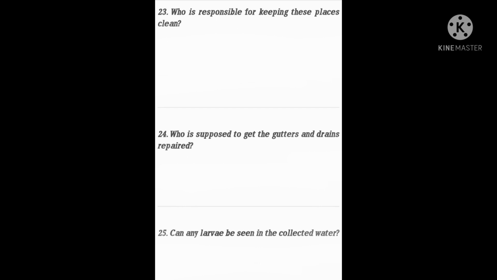Question number 23. Who is responsible for keeping these places clean? Answer. Within the school premises, comma, it is the responsibility of the school authority. While outside the school, the local municipality is responsible for the same. Question number 24. Who is supposed to get the gutters and drains repaired? Answer. The local municipality is responsible to get the gutters, G-U-T-T-E-R-S, and drains repaired.